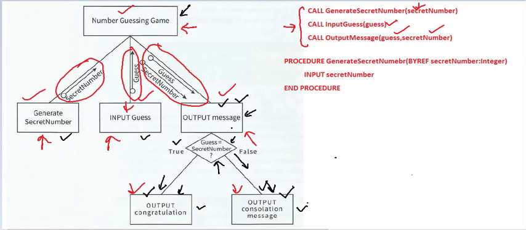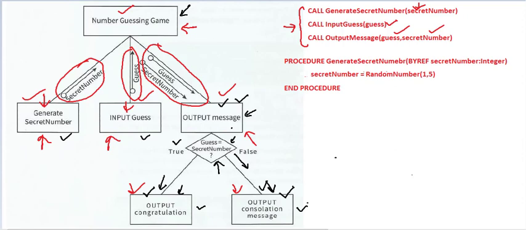Okay, we've defined our procedure generate secret number, and basically, there is a mistake here because we are not supposed to input the secret number, rather we are supposed to generate a random number.